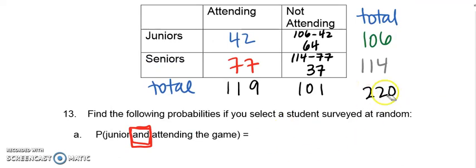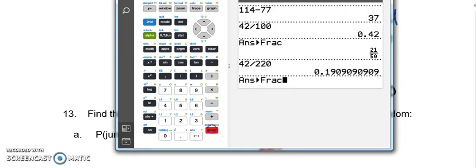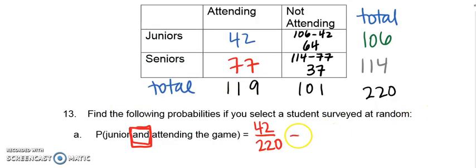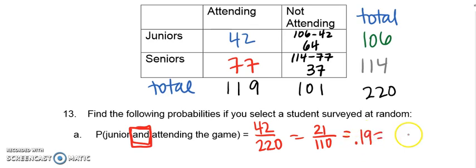Let's back it up. It's out of 220. What am I saying? So it's going to be 42 out of 220, math enter, so 21 over 110. So if they ask you for a fraction, that's what it's going to look like. If they want a decimal, this is 0.19. And then if I move the decimal over 2 places, I'll have my 19%.